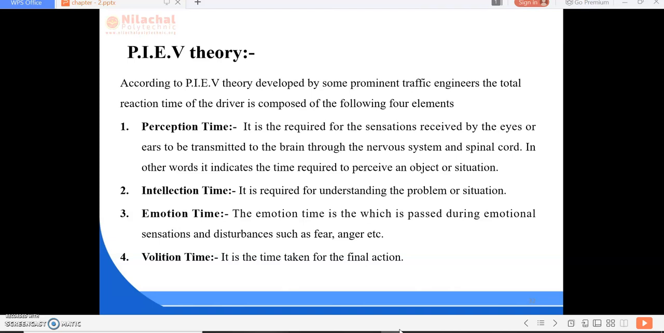It is the time required for the sensation received by the eyes or ears to be transmitted to the brain through the nervous system and spinal cord. In other words, it indicates the time required to perceive an object or situation. Next is intellection time. It is required for understanding the problem or situation. Third one is emotion time, which is passed during emotional sensation and disturbances such as fear, anger, etc. And the last one is volition time. It is the time taken for the final action.